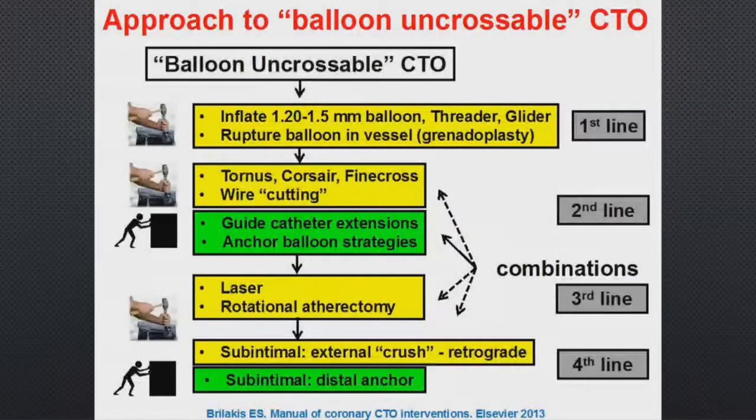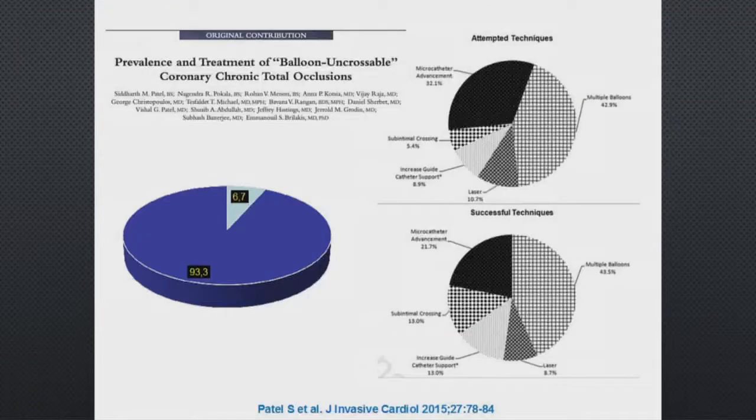Guide catheter extensions and anchor balloon strategies can be the second line strategies. Third line, you can use a laser or rotational atherectomy in high volume centers. And fourth can be subintimal external crush or retrograde crush and subintimal distal anchor. Sometimes you can use any combination of these.